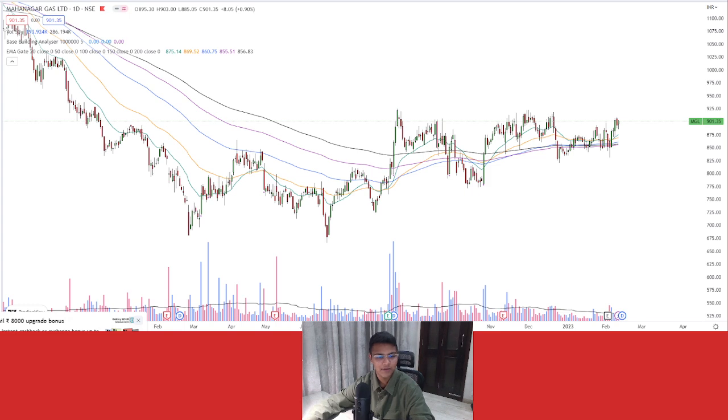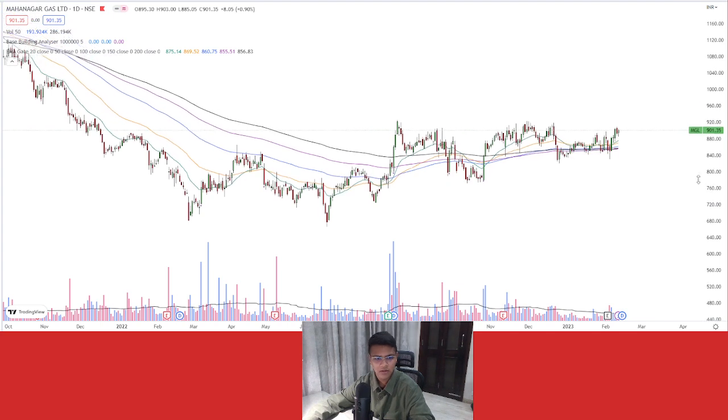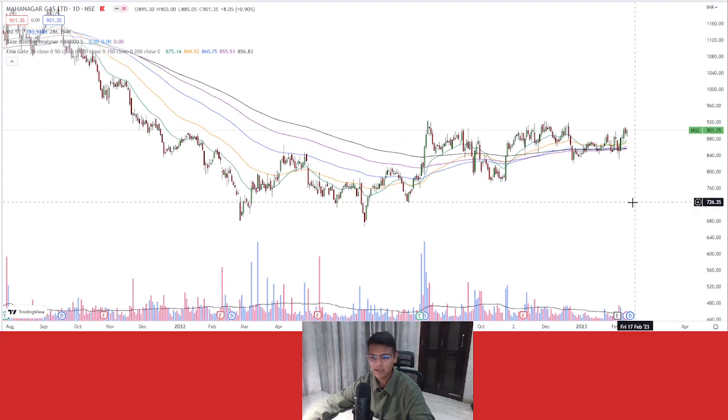So here I have logged into my TradingView account, and firstly, we have the chart of a company named Mahanagar Gas Limited. To give you a brief idea about the company, it basically deals with distribution of gas services in the region of Maharashtra. So, let's start with our analysis.